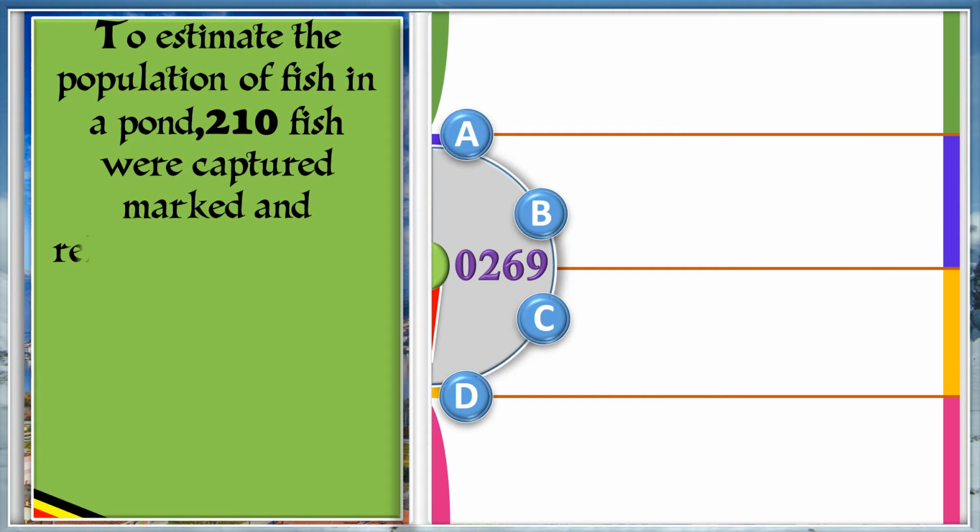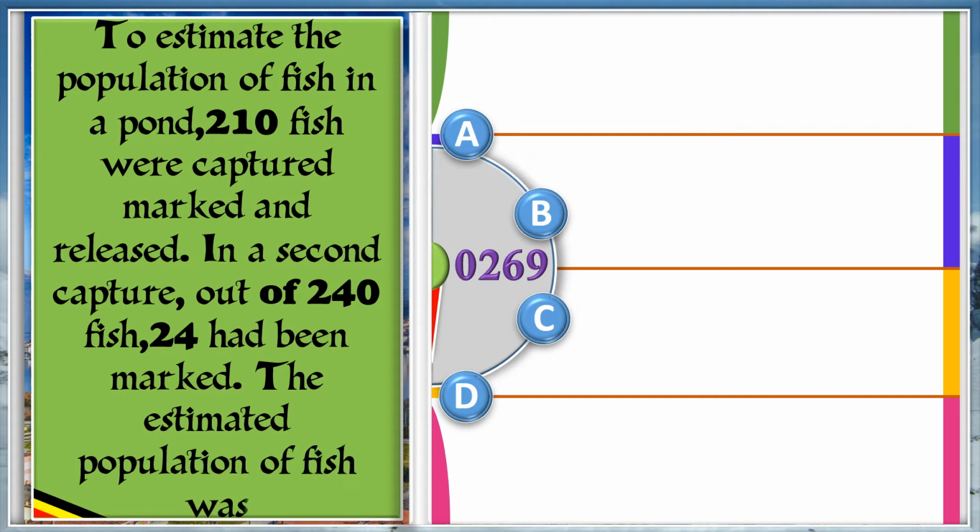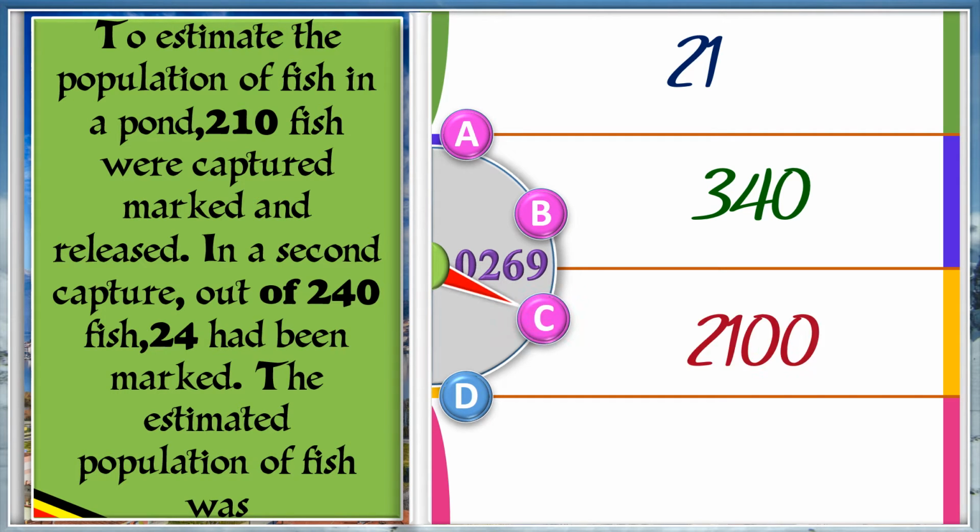To estimate the population of fish in a pond, 210 fish were captured, marked and released. In the second capture, out of the 240 fish, 24 had been marked. The estimated population of fish was: A. 21. B. 340. C. 2,100. D. 4,300. And the answer is C. 2,100.